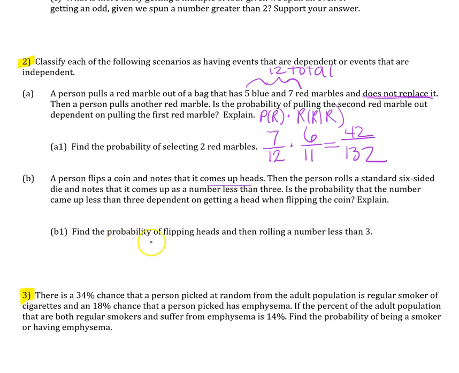So this means we just have to multiply them. Probability of heads times the probability of rolling a number less than 3. Okay, so heads is 1/2 of the time. Less than 3, that's 1 and 2, right? So that's 2 out of 6 options, which is 2 out of 12 when I multiply across, or 1/6.